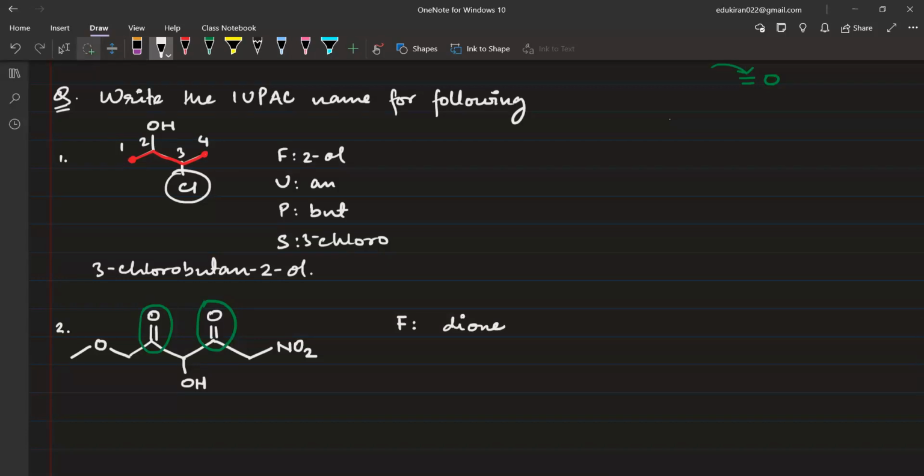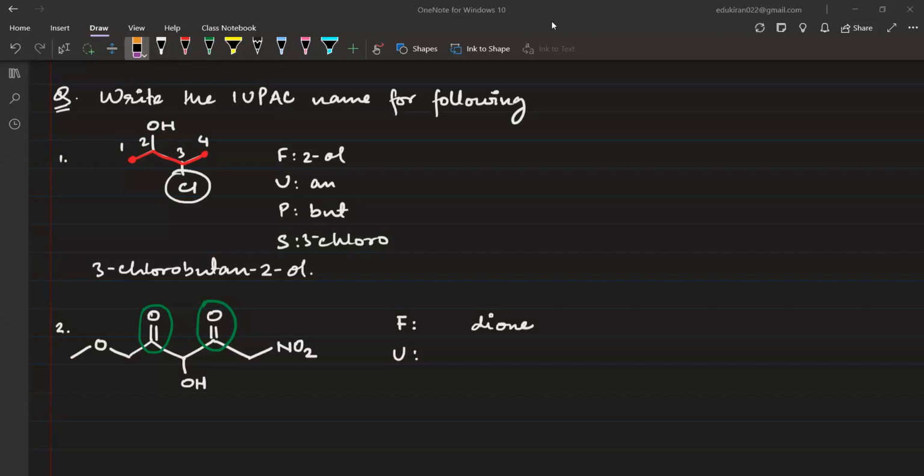Now, whenever you write the functional group and everything, please have a margin here, like this, so that you can write the numbers later. So it will be dione. Now, when we talk about the unsaturation, what will be the unsaturation here? Please tell me, guys. Is there any carbon-carbon double bond or triple bond? Please tell me what will be the unsaturation.